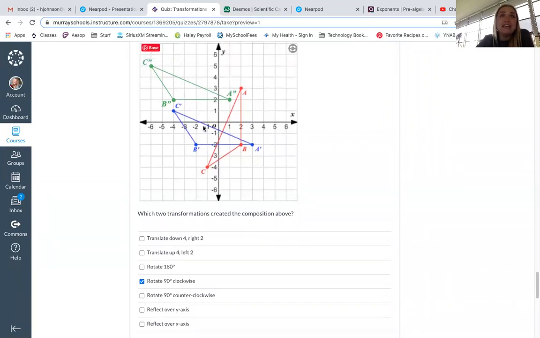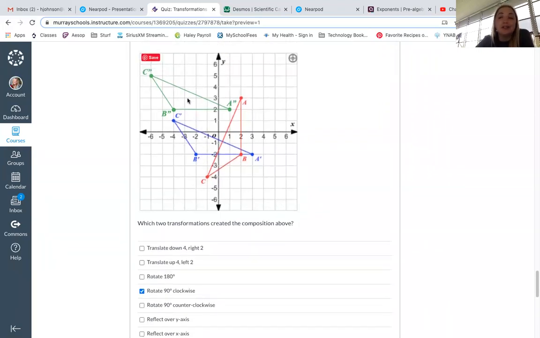Then from the blue triangle to the green triangle, it stays the same orientation. So that's not a rotation, and that can't be a reflection. That means it's a translation. So I'm going to count how many it moves. It goes from blue to green. It has to go up 1, 2, 3, 4, to the left 2. So I counted that all from point C prime to C double prime. 1, 2, 3, 4 up, 1, 2 to the left. So I could translate up 4, left 2.